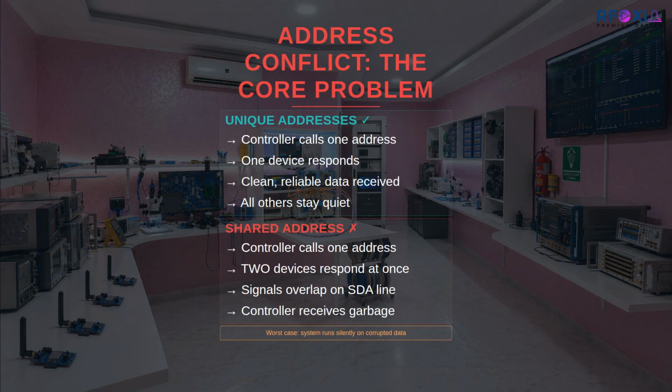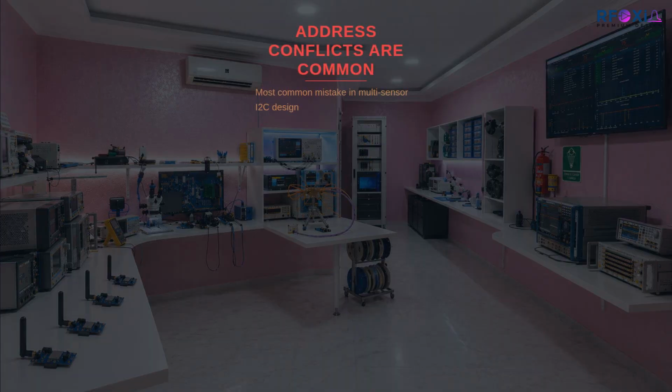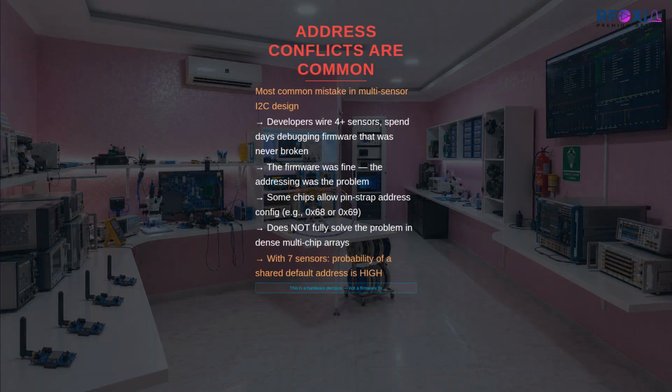This works perfectly when every device has a different address. When two devices share the same address, the controller calls out that address and both devices respond simultaneously. Their signals overlap on the SDA line. The controller receives garbage. Your application receives garbage. And depending on how your firmware handles this, your entire system may lock up. Or worse, it may silently continue with corrupted data and you will not know until something very expensive behaves very strangely. This is not a theoretical concern. It is one of the most common hardware mistakes I see from developers who are new to multi-sensor design. They buy 4 sensors, wire them all to the same I2C bus, power everything up, and then spend 3 days debugging firmware that was never broken. The firmware was fine. The addressing was the problem.